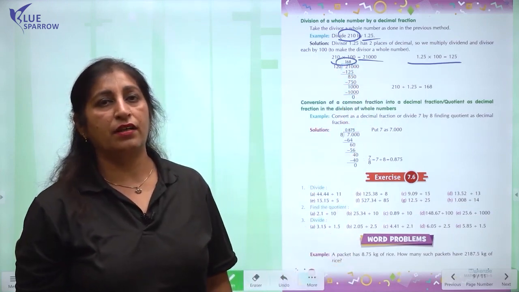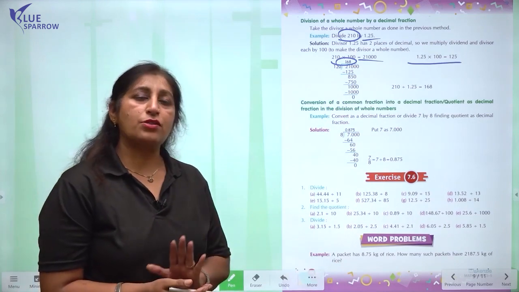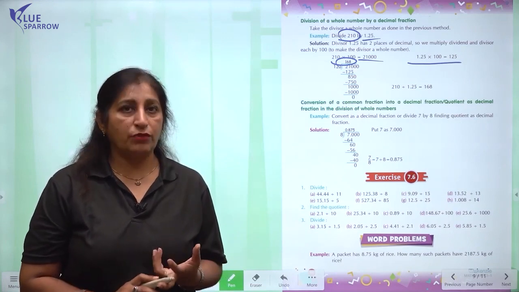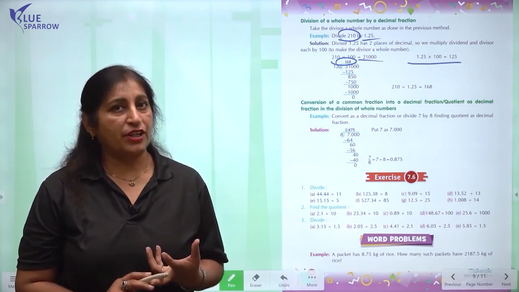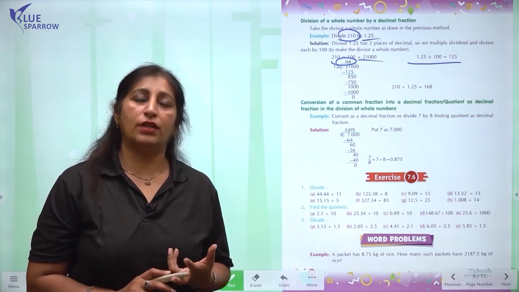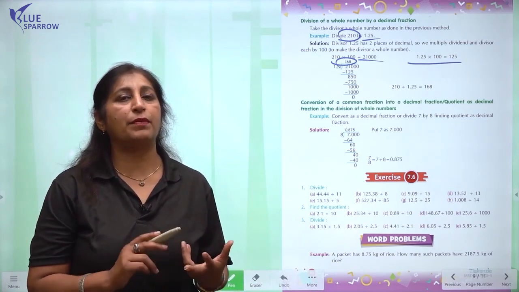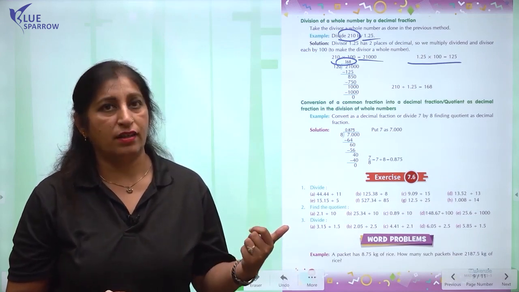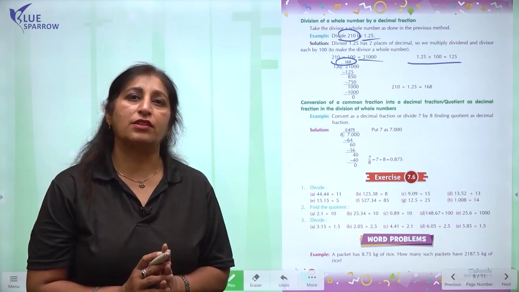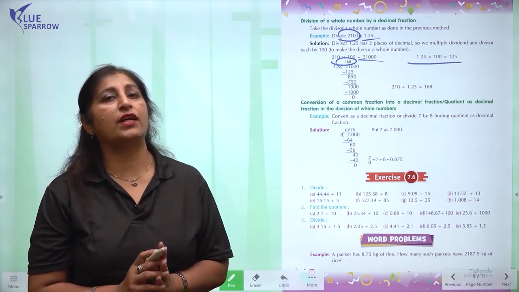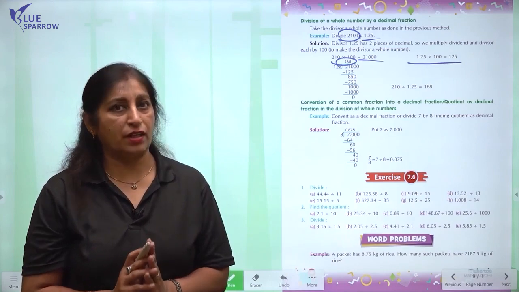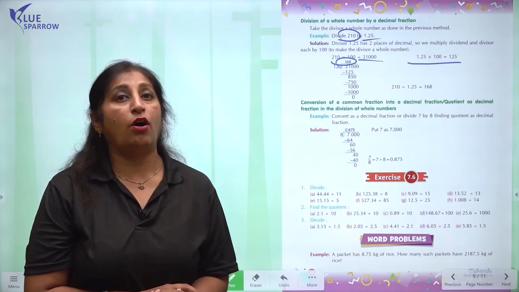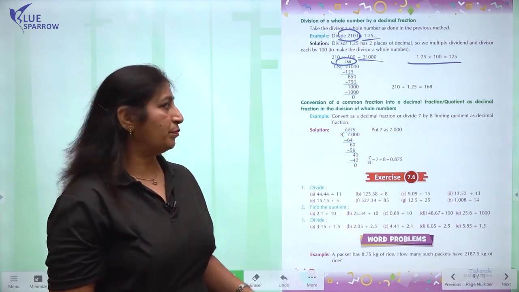This is the quotient. So whenever you are asked to divide a whole number or a decimal fraction by a decimal fraction, just convert the decimal fraction, that is the divisor, into a whole number, and at the same time multiply the dividend with the same number that was required for the divisor, and then proceed further with the division. This is how you can divide a whole number or a decimal fraction by a decimal fraction.